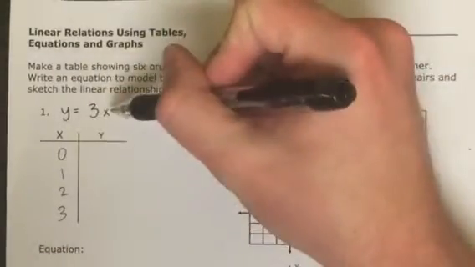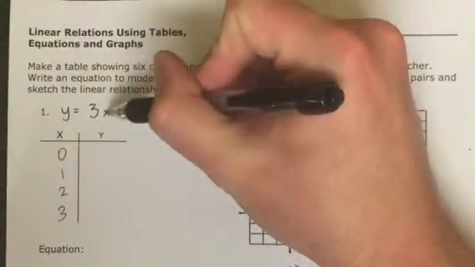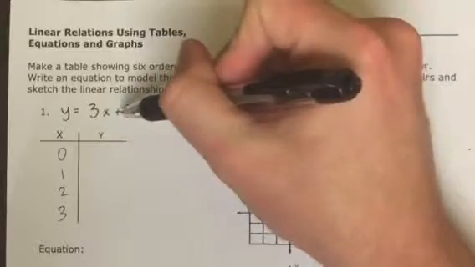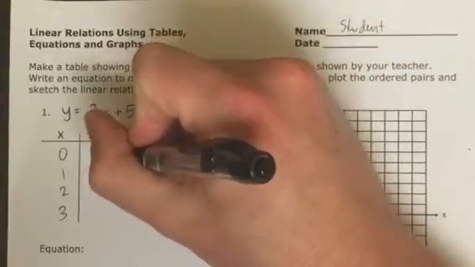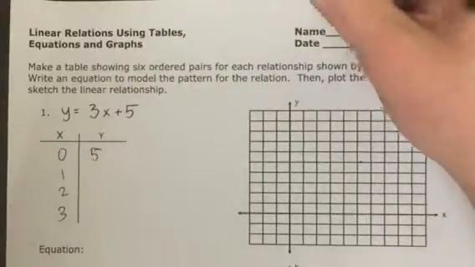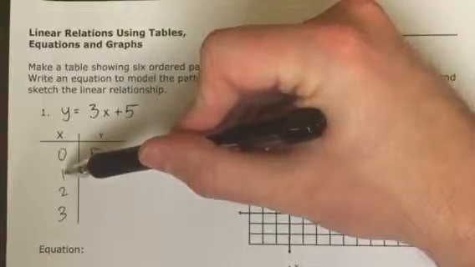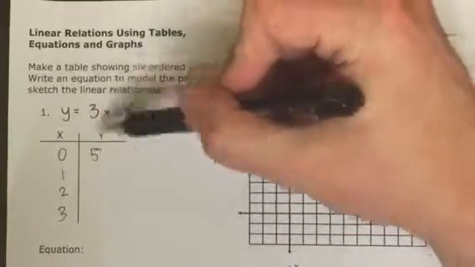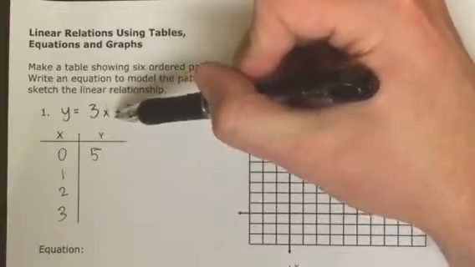So 0 will be plugged in here. 0 times 3 is 0, and 0 plus 5 is 5. Now we're going to substitute 1. 1 times 3 is 3, and 3 plus 5 is 8.